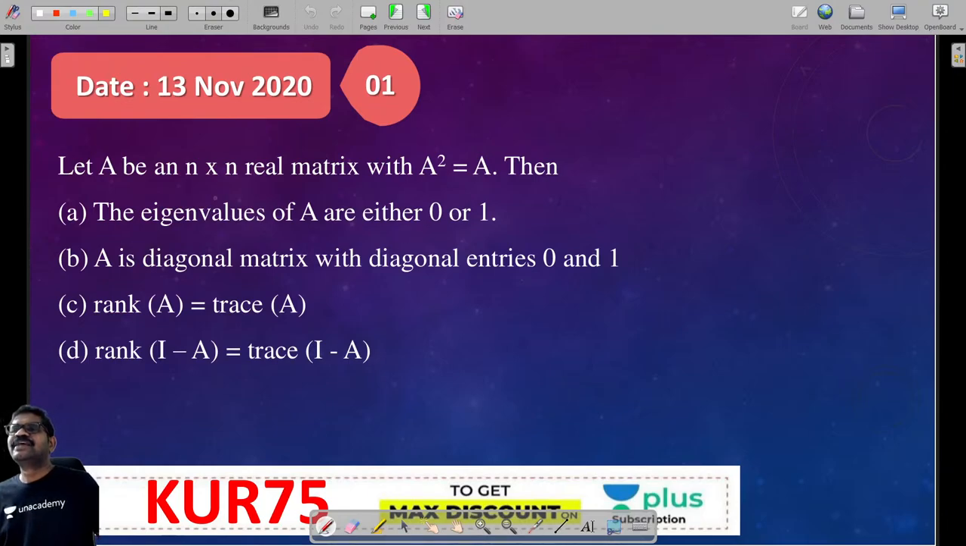A is an n cross n real matrix, A square equal to A. Then eigenvalues of A are either 0 or 1. Yes, A square equal to A means idempotent matrix.